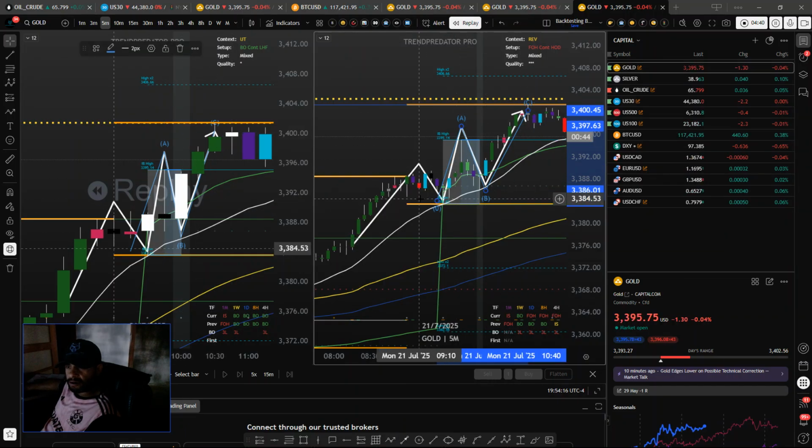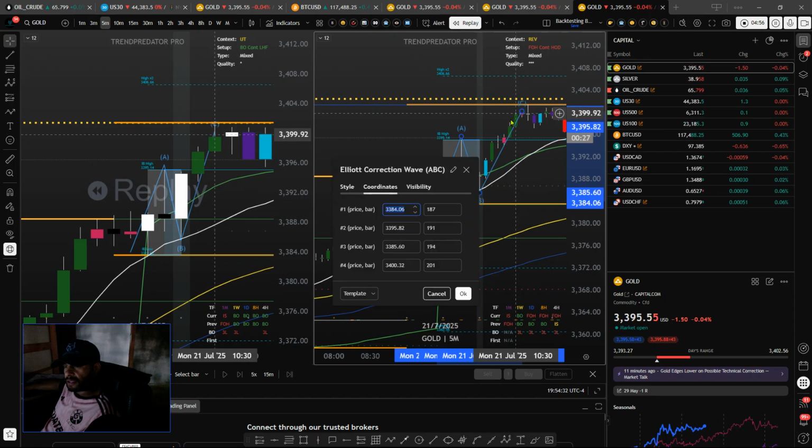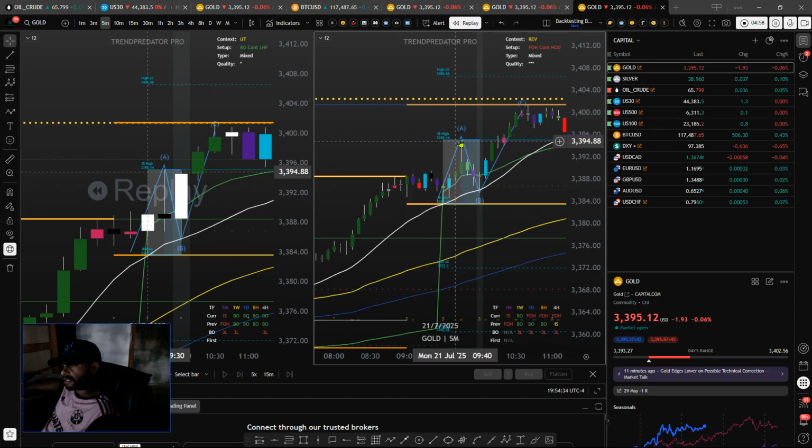I call it an ICI. You can call it an ABC. Let's keep it as an ABC then, universally. So ABC. That's what we're looking for. In an uptrend, and then an ABC. An AB within the box.